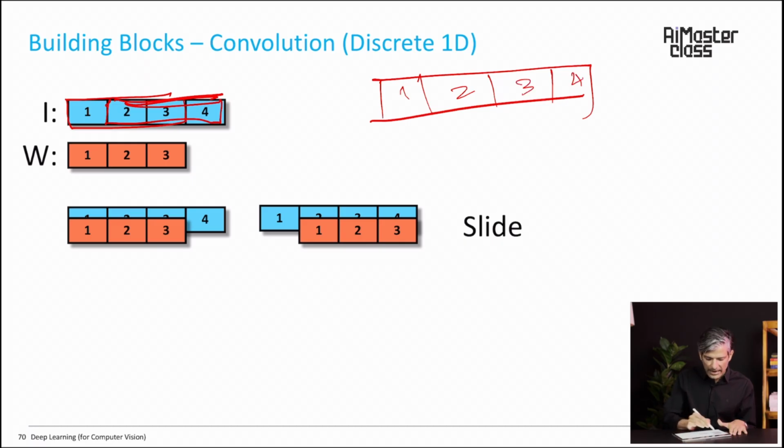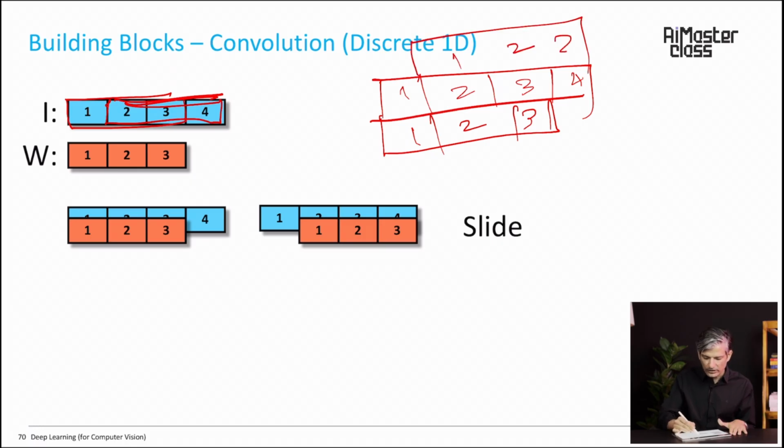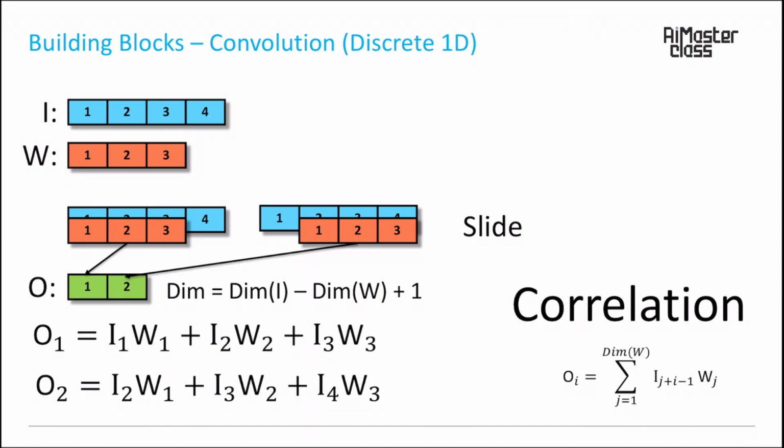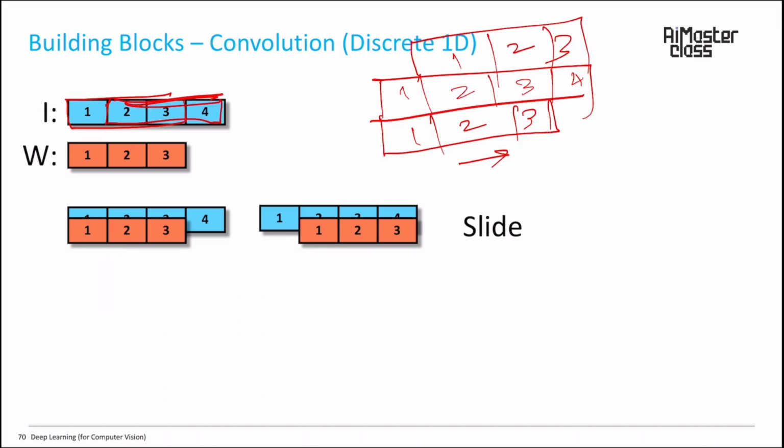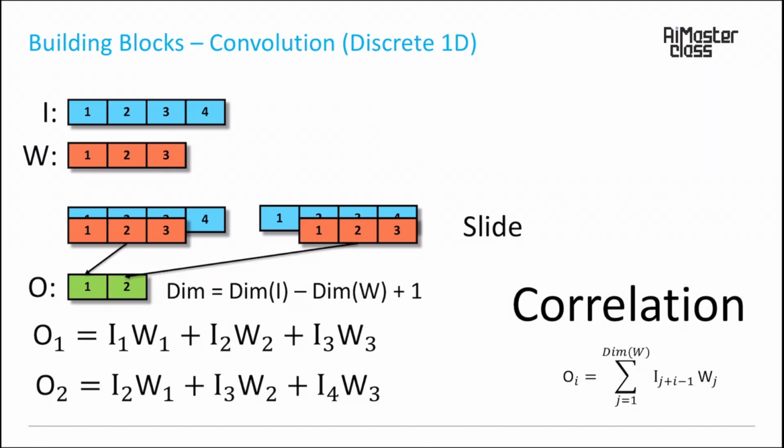The first time I overlap, the kernel has size 3, so I overlap 1, 2, and 3 of the kernel. Next time I overlap it here, 1, 2, and 3. I moved it 1 pixel to the right. Every time I move it, I do a dot product: this times this, plus this times this, plus this times this. So 3 times. This is exactly what I do: I1W1 plus I2W2 plus I3W3, and that gives us the first output.